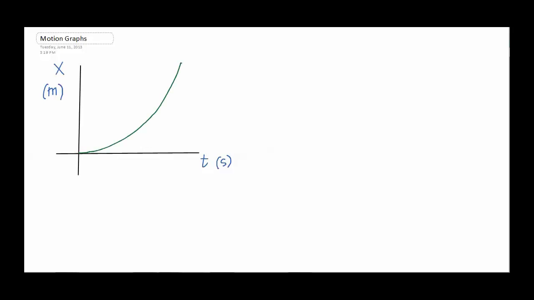All right, so let's look at some general motion graphs. So in your constant acceleration activity, when you graphed position versus time, position on the vertical axis, time on the horizontal axis, position is in meters, time is in seconds. You got an increasing position over time, like this.